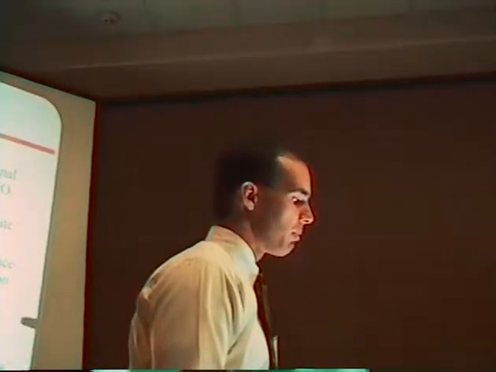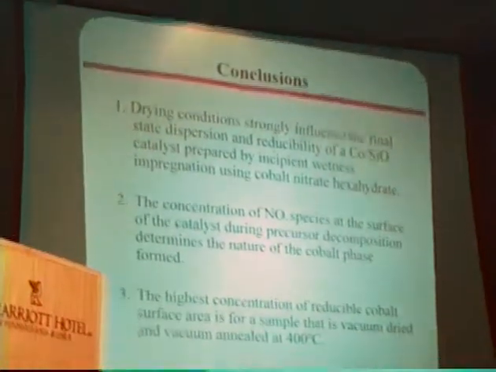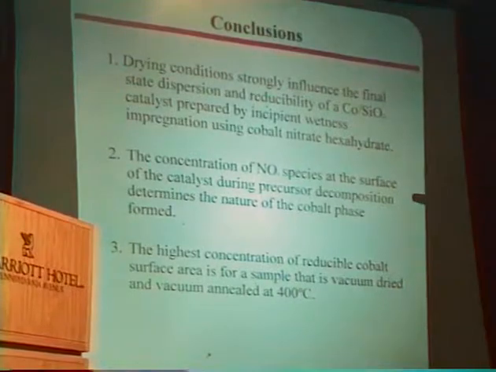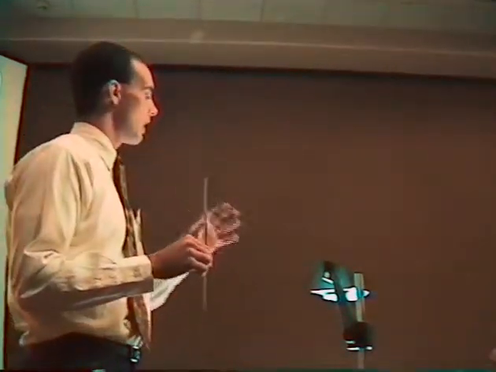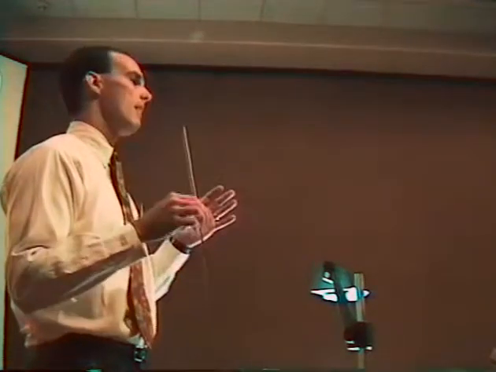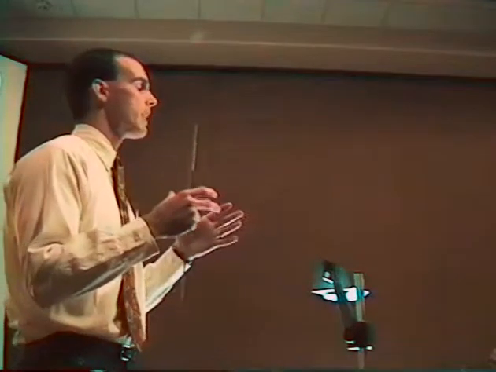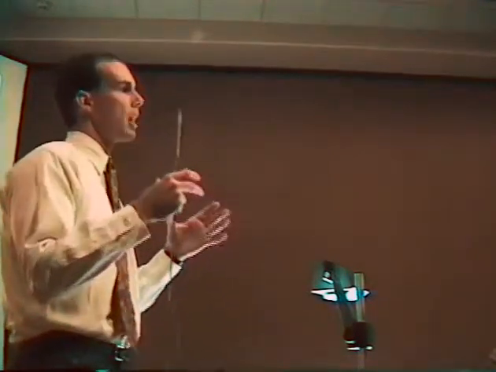The second conclusion that we're able to draw is that the concentration of NOx species at the surface of the catalyst during the precursor decomposition determines the nature of the cobalt phase. For the samples that are dried in air, there's a large concentration of NOx at the surface of this catalyst during the decomposition that allows the cobalt to be oxidized and form these large particles that are easily reduced, but it does not optimize your use of the cobalt metal.